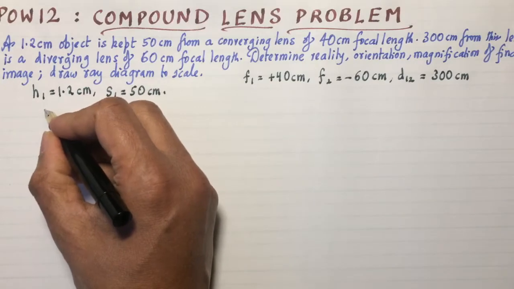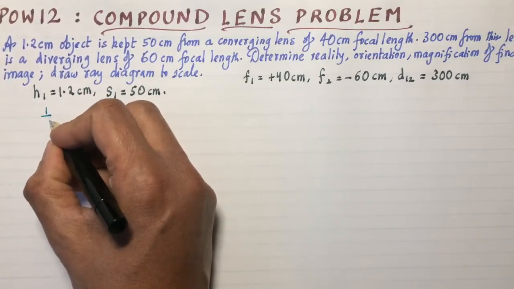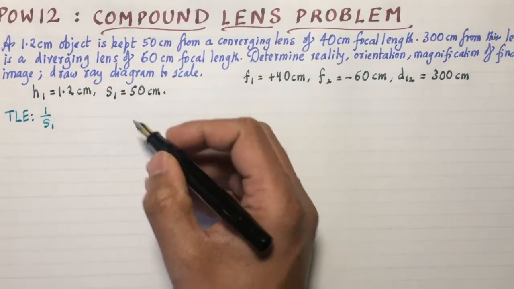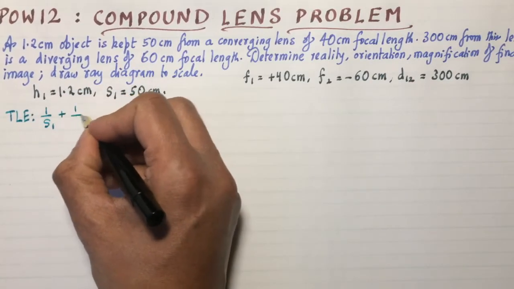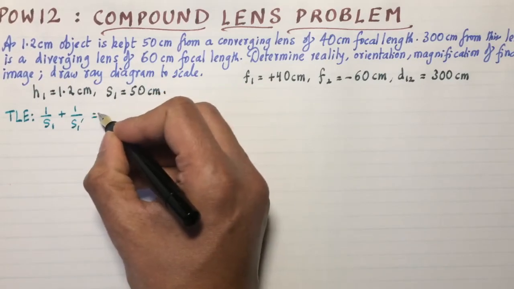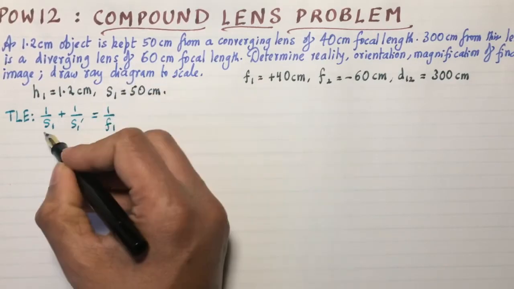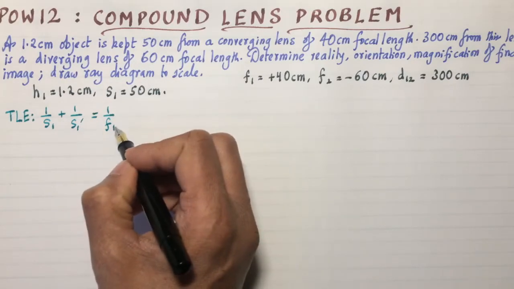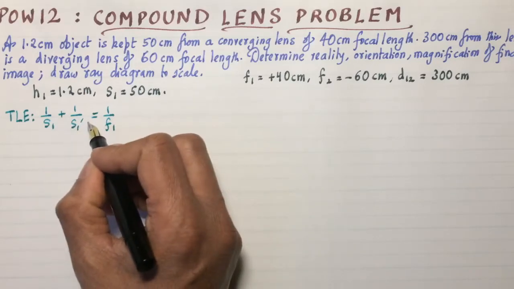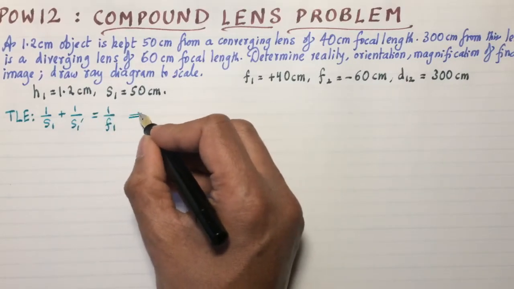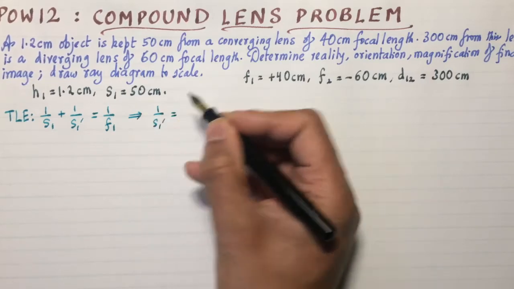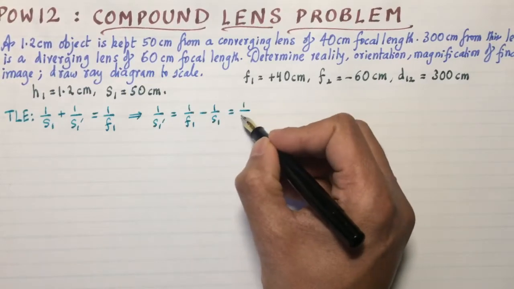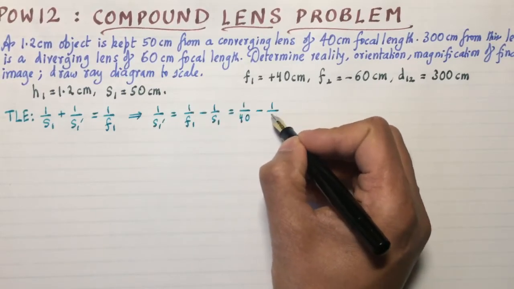location of the image from the first lens. So the thin lens equation, which I've abbreviated as TLE in the notes, is 1 over S1 plus 1 over S1 prime equals 1 over F1, where S1 is the object distance, S1 prime is the image distance, and F1 is the focal length. The object distance and the image distance are measured from the plane of the lens. This tells me that 1 over S1 prime is equal to 1 over F1 minus 1 over S1. Substitute the values. I get 1 over 40 minus 1 over 50.